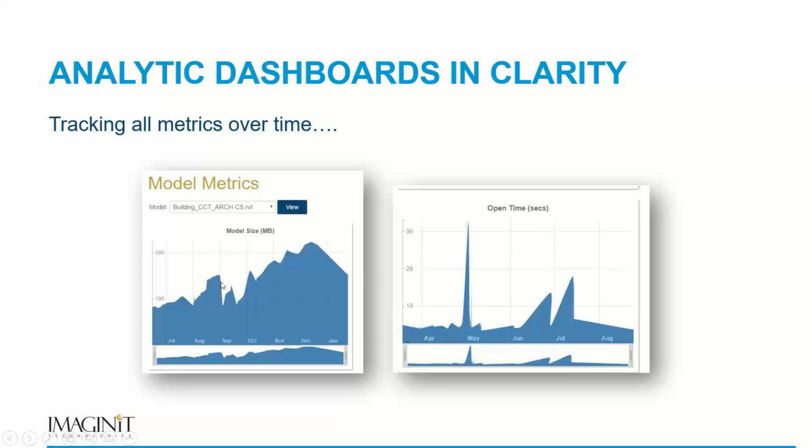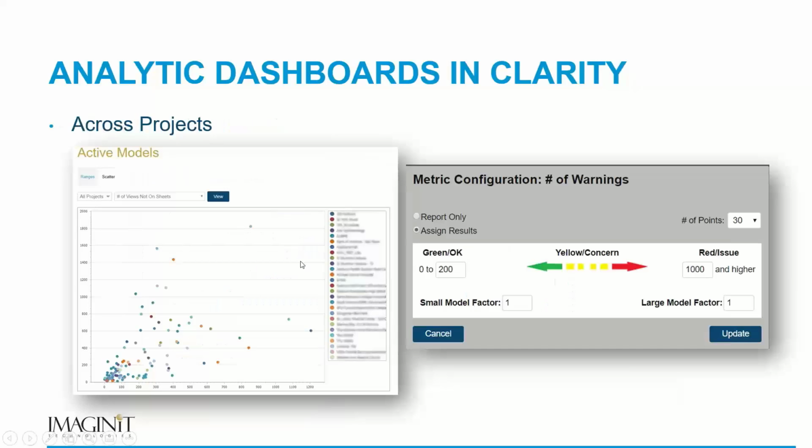We can see, even just on something as basic as model size, looking back and seeing how it's changed over time gives you insight into how much a particular team is doing model maintenance. The model size rarely goes down unless you're doing that kind of audit and purge and compact operation. And so you can see at a glance what that might do and what that might mean.